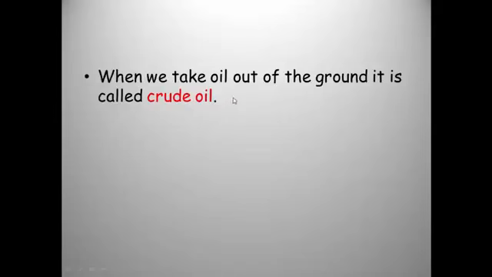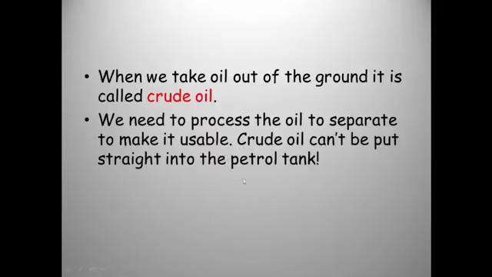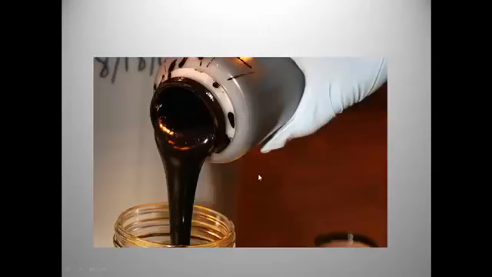Once we've taken out the oil, in its pure form, it's going to be crude oil. Now crude oil is very, very thick. We can't obviously put it straight into a petrol tank. That's what crude oil looks like. We can't use this oil because it's too thick, so it needs to be separated out and processed.